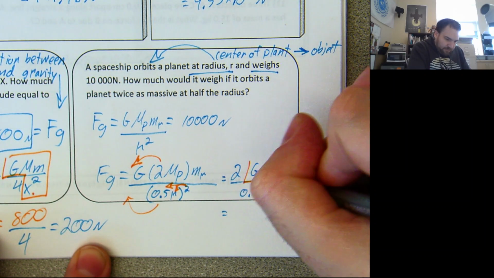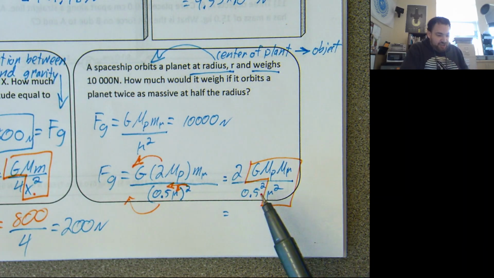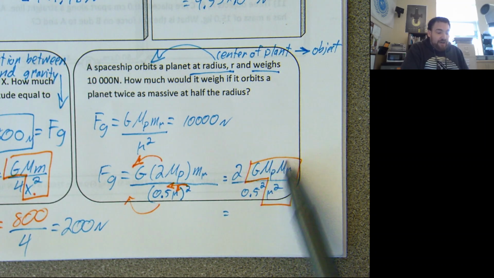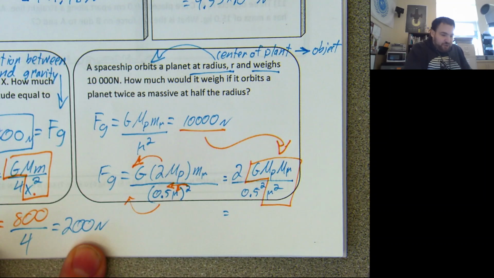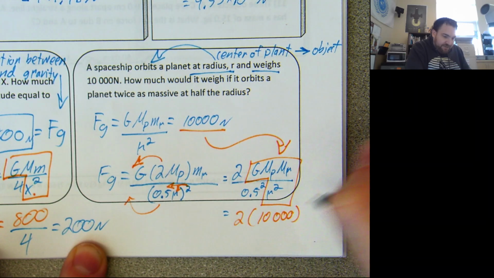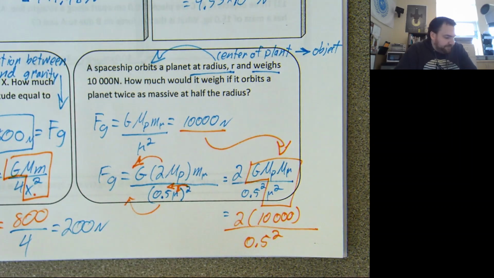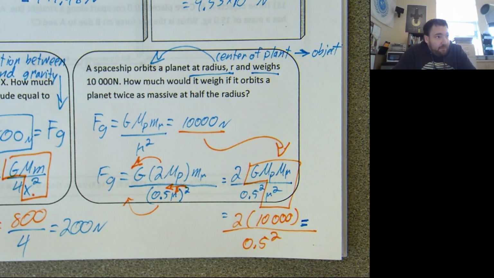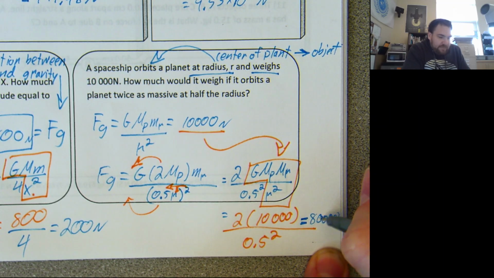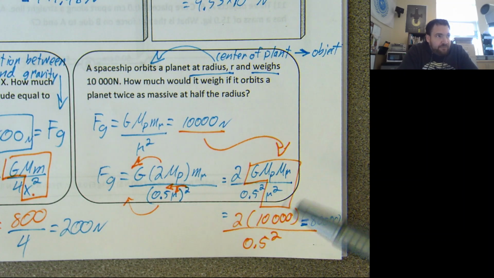This portion of the problem doesn't change. This is G, mass of the planet, mass of the rocket, over r squared. This has a known value. It's right there. This now is this. So we're going to have 2 times 10,000 over 0.5 squared. If you do that, what do you get? You have a value, Lena? No. 80,000. So the rocket experiences being heavier at this new location?